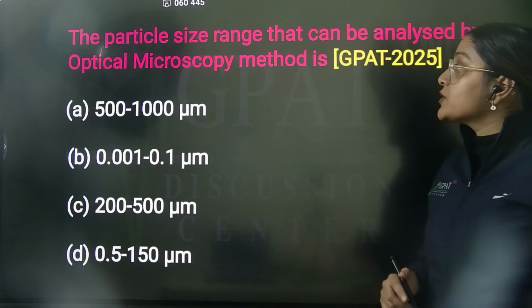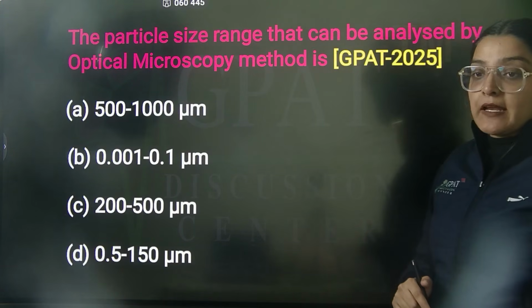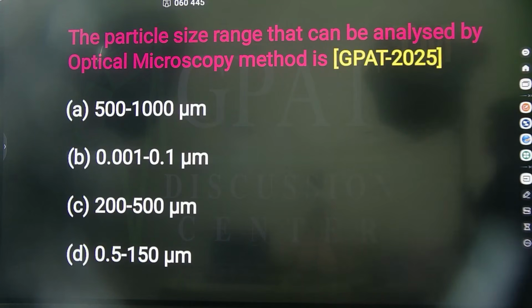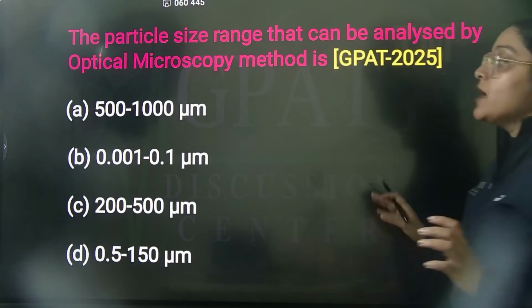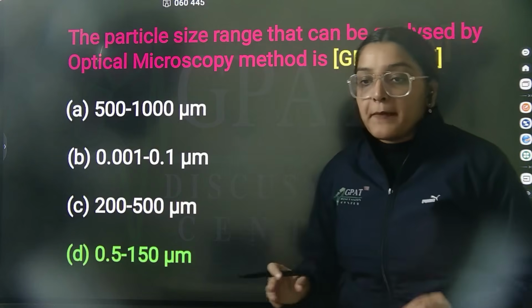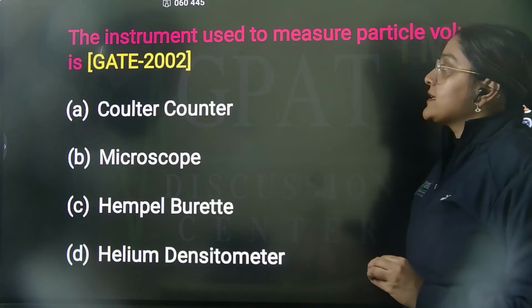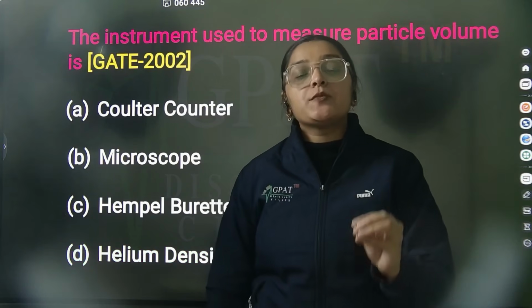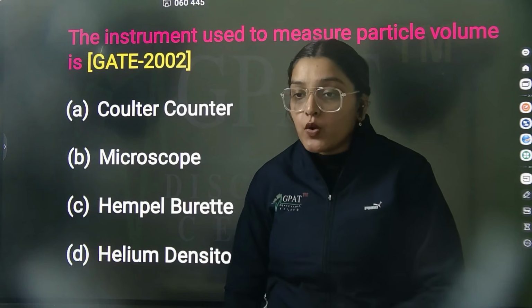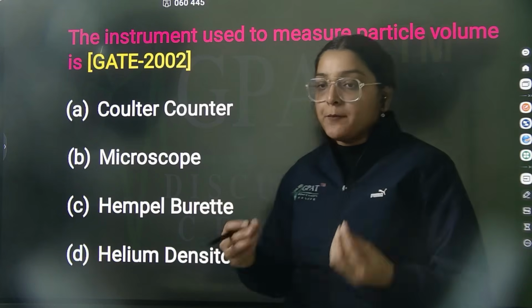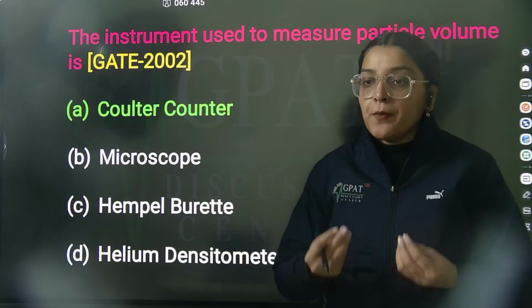Okay. Next question, the particle size range that can be analyzed by the optical microscopy method is, I told you the range itself is another important topic. So for the optical microscopy, it is around 0.5 to 150 micrometer. Okay. Next question, the instrument used to measure the particle volume. I told you all the instruments we have studied so far, only the Coulter counter method, which is based on the conductivity, that is important for the particle volume measurement.